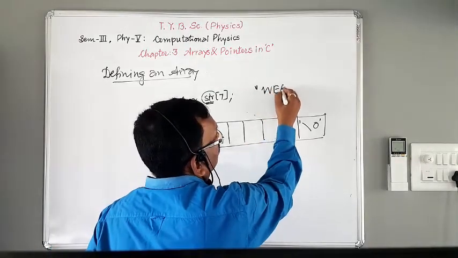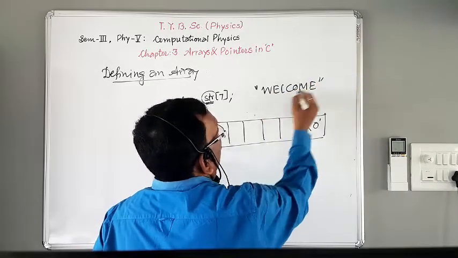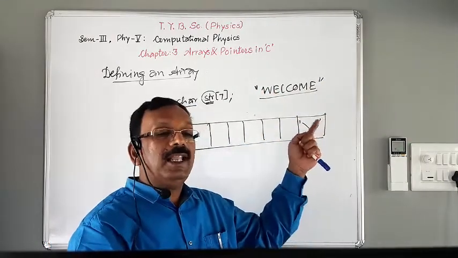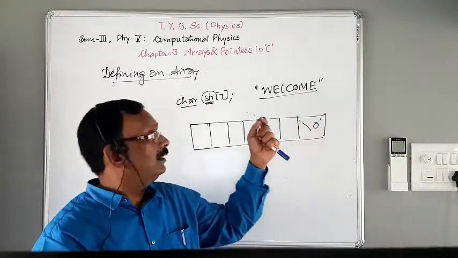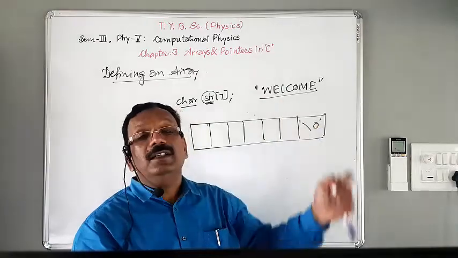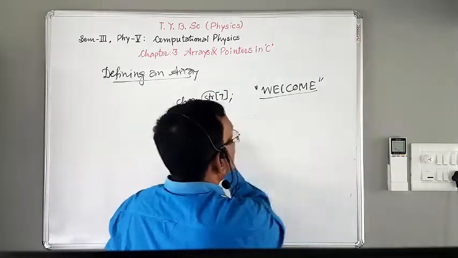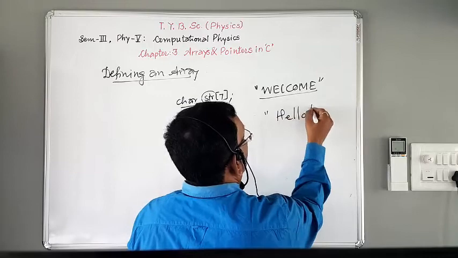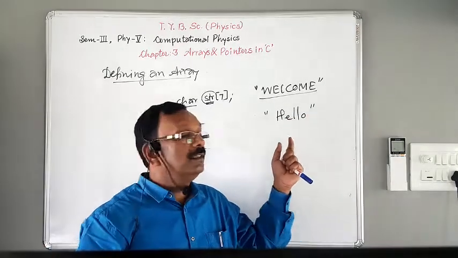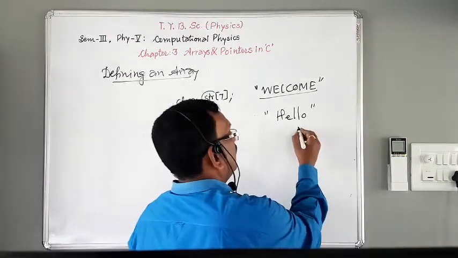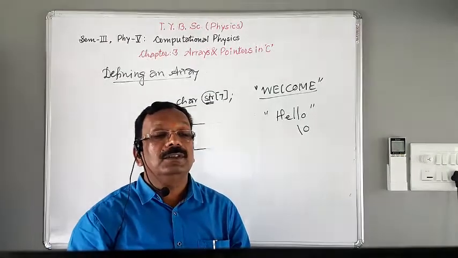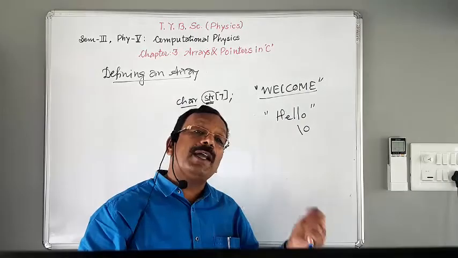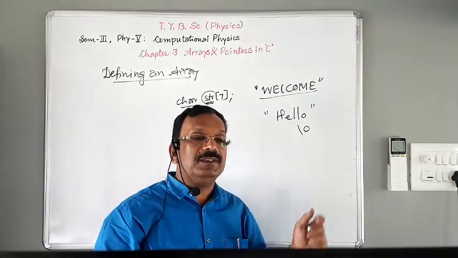A string constant is simply a list of characters within double quotes. Suppose we write here "welcome", and we must put this string in double quote marks, and then we can say that this is a string constant, which is simply a list of characters within double quote marks. Or another example, "hello". This is also a string, with the null character automatically appended at the end by the compiler. The compiler can do this.